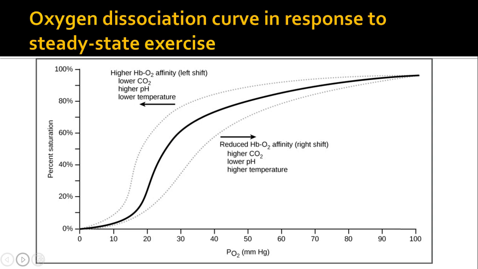The Bohr shift is seen during exercise. The curved line to the right shows this on the graph. This happens when there is an increase in temperature, CO2, or a decrease in pH levels when exercise begins.